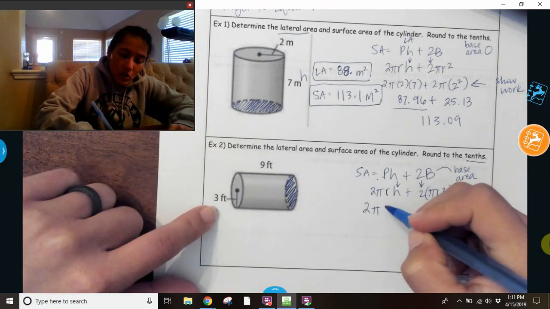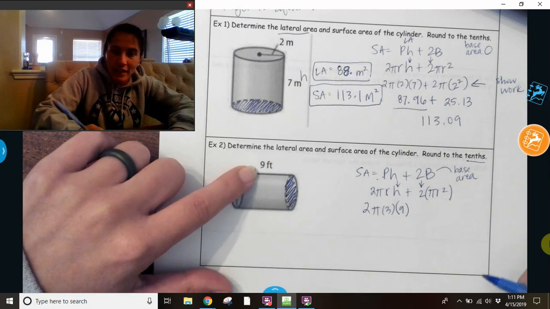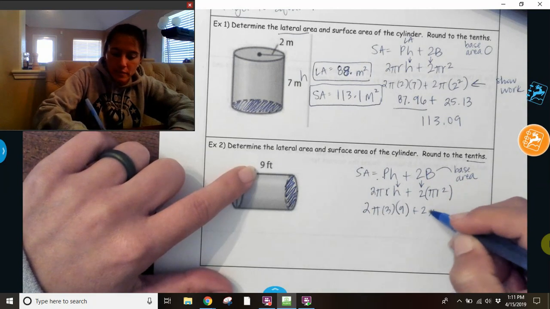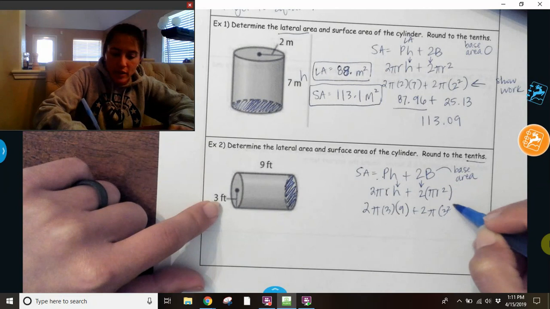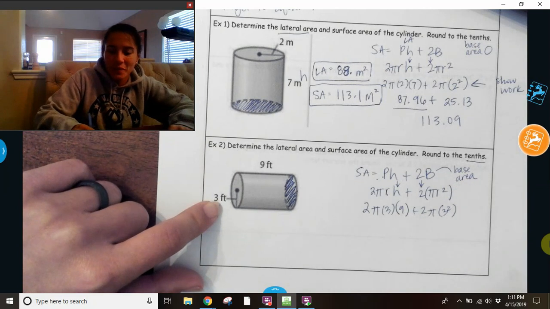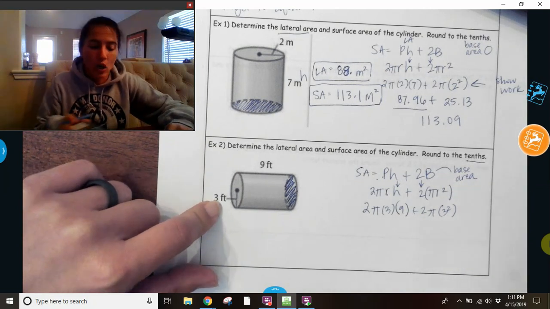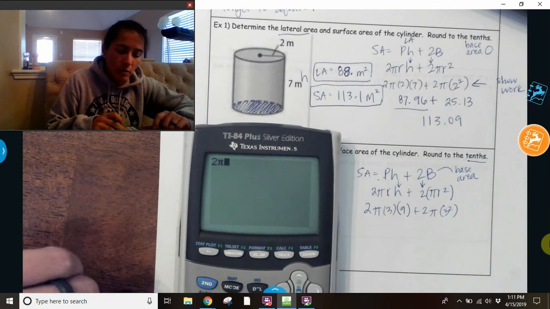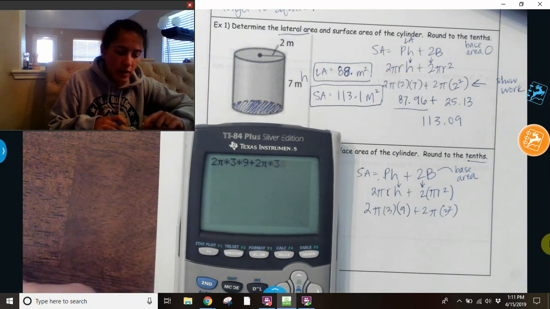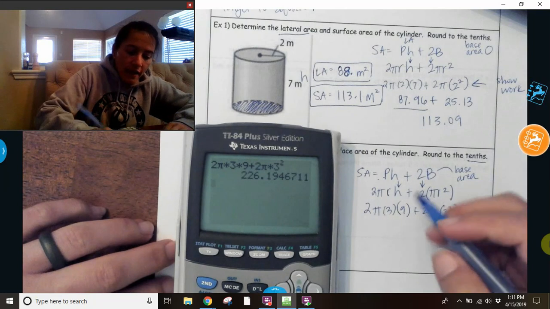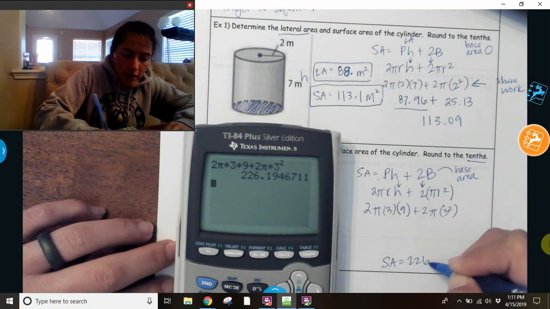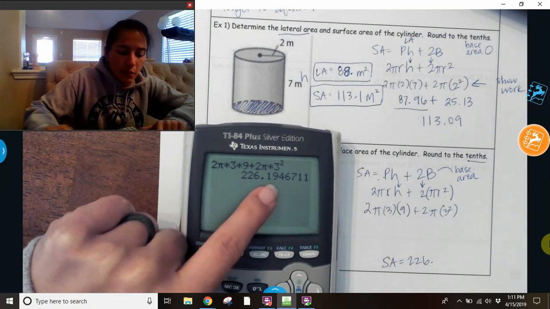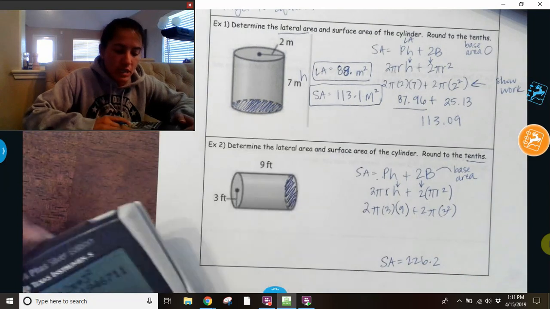All right, the radius is 3 and the height is 9. The radius is 3 squared. Okay? So now this time I'm going to type it all in. I'm letting you see. I'm going to type it all in just like this. 2 pi times 3 times 9 plus 2 times pi times 3 squared. And this gives me my total surface area, 226.2, because I'm rounding to my nearest tenth.